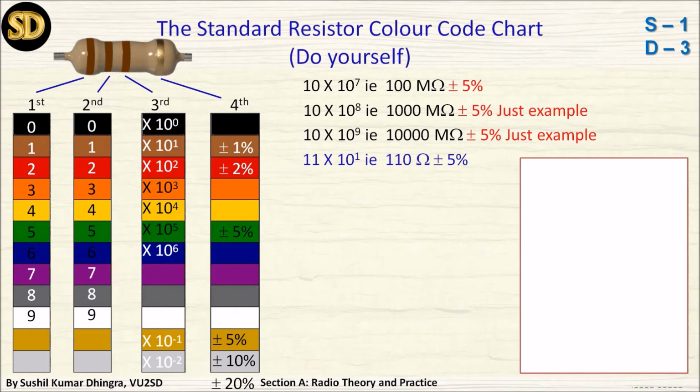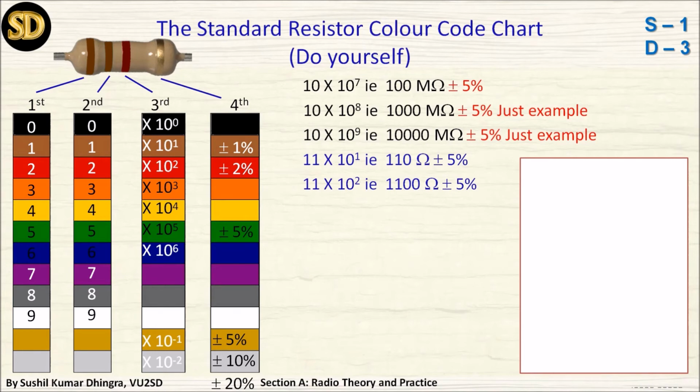So next, now the third ring changed from brown to red. Now brown, brown, red. What is the answer? I hope you have it. Got it? Good. This is 11 into 10 raised to the power 2, 1100, 1100 ohms plus or minus 5%.